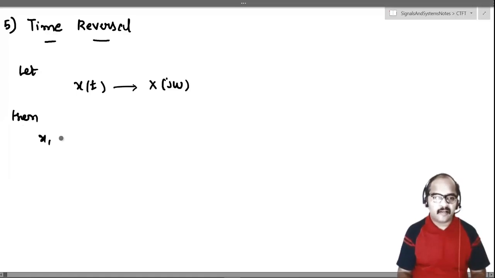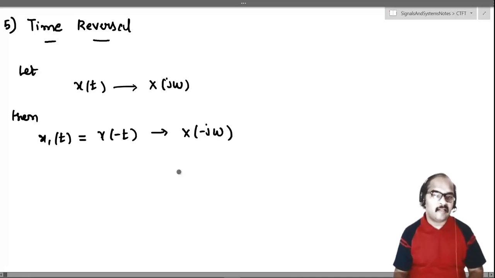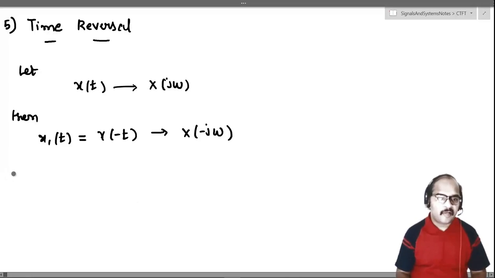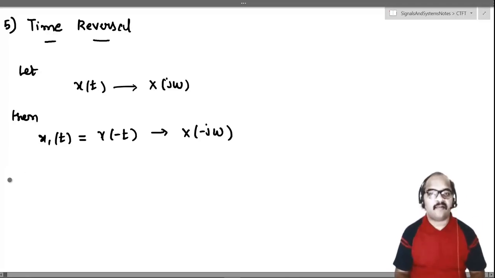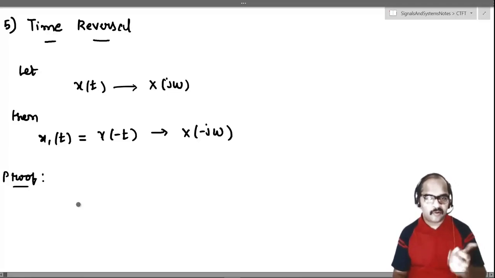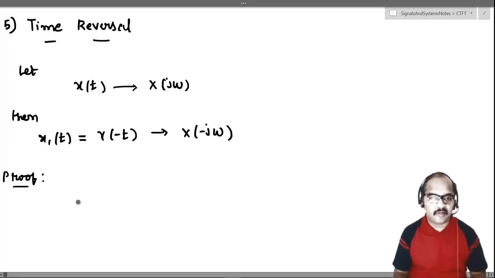Again, I define a new signal as x1 of t, which is equal to x of minus t. This will have X of minus j omega as the Fourier transform. So if you rotate the signal in time domain, you rotate the signal in frequency domain. This is similar to what we have seen in Fourier series also, right? If you rotate the signal in time domain by 180 degrees, in frequency domain also you have to rotate the function by 180 degrees. We will take the help of the previous result to prove this.